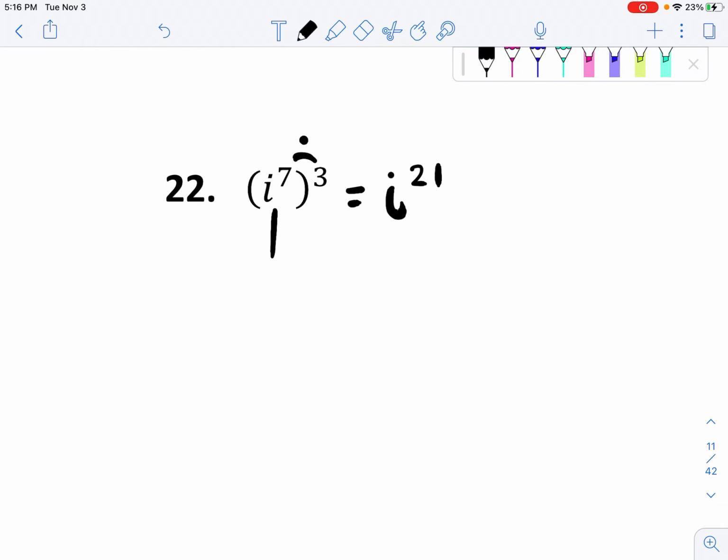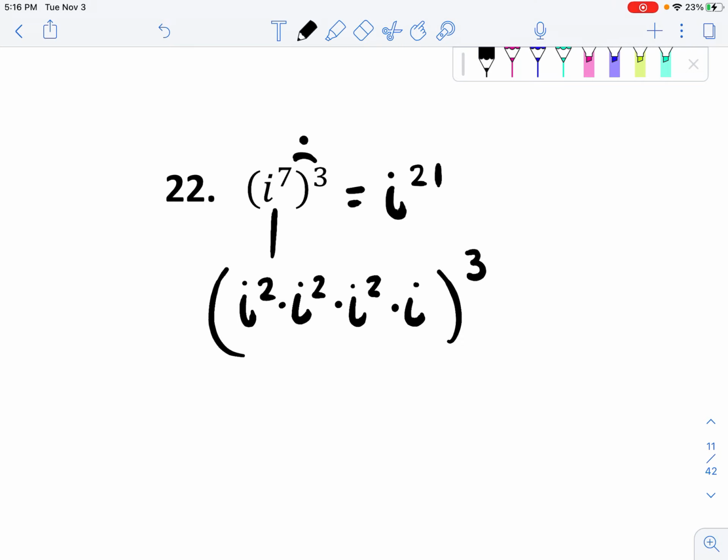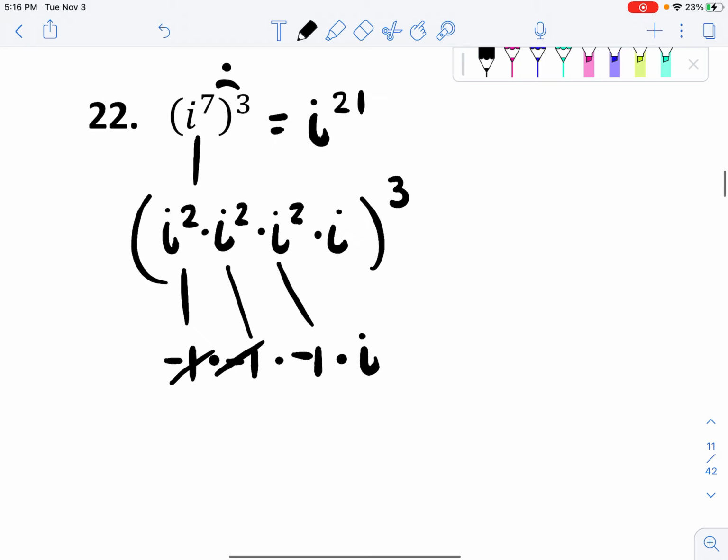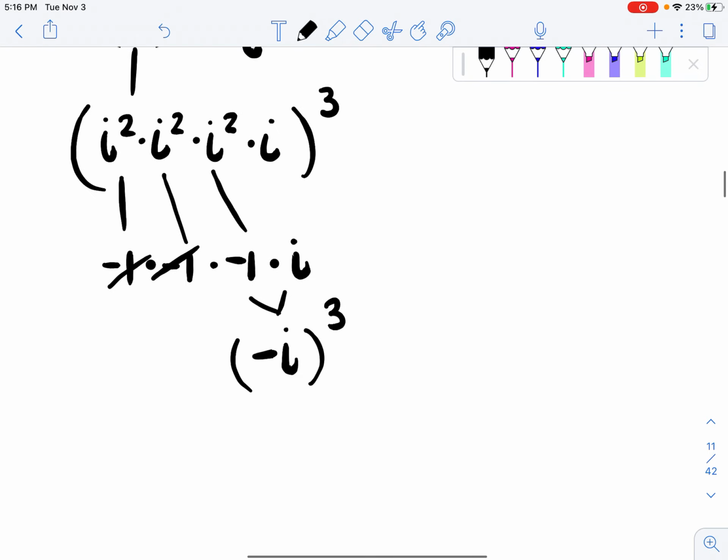But there are other ways you could do it. We can say, well, hey, I to the 7th, that's I squared times I squared times I squared times I. And I think I squared is the easiest one, which is actually the most important one to memorize. I squared is negative 1. So this is negative 1 times negative 1 times negative 1 times I. 2 negatives cancel to give us a positive 1. So this gives me negative I to the 3rd power.